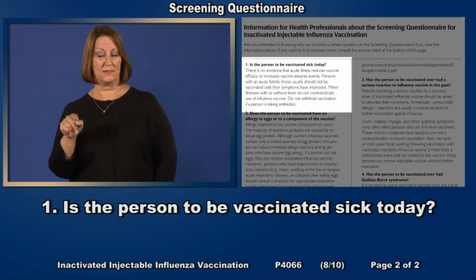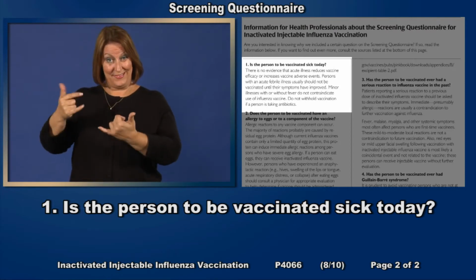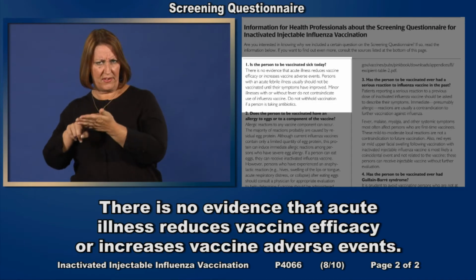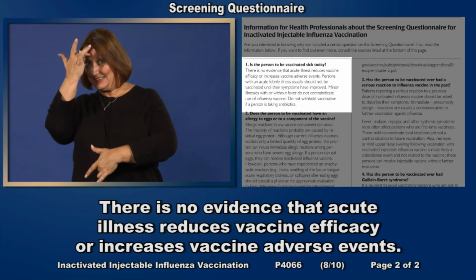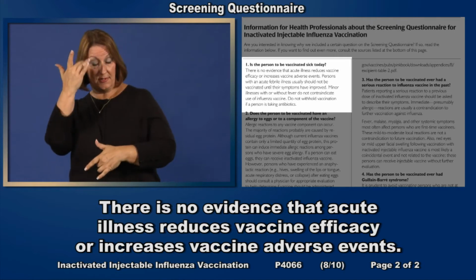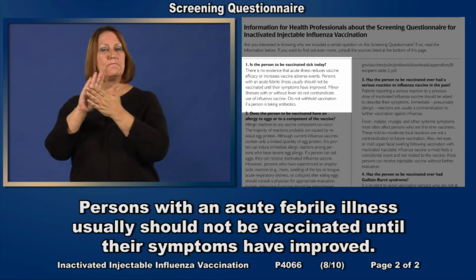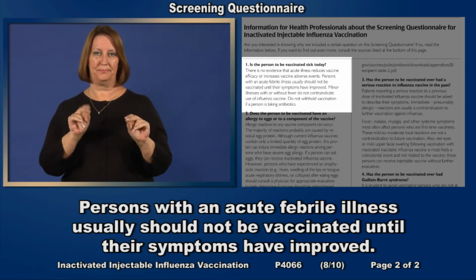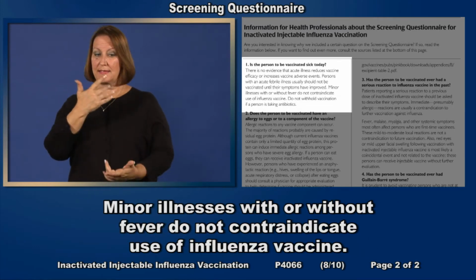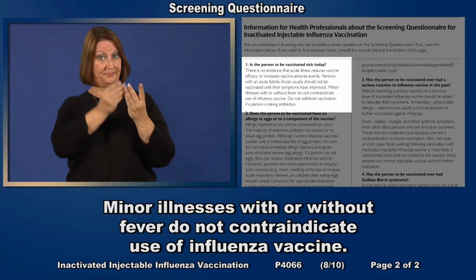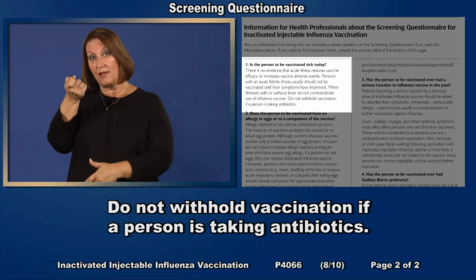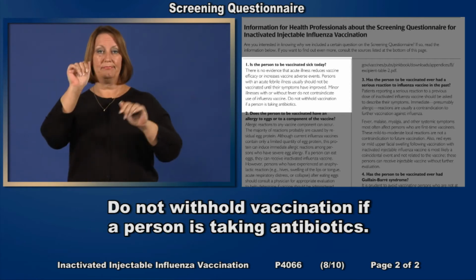One. Is the person to be vaccinated sick today? There is no evidence that acute illness reduces vaccine efficacy or increases vaccine adverse events. Persons with an acute febrile illness usually should not be vaccinated until their symptoms have improved. Minor illnesses, with or without fever, do not contraindicate use of influenza vaccine. Do not withhold vaccination if a person has taken antibiotics.